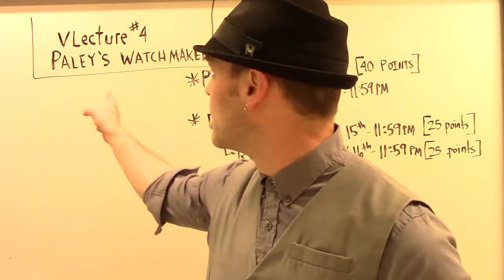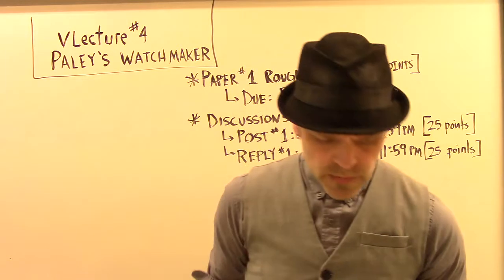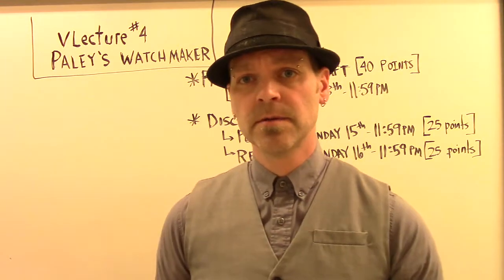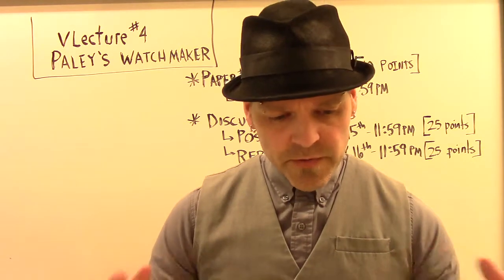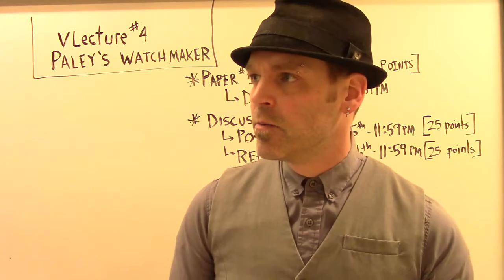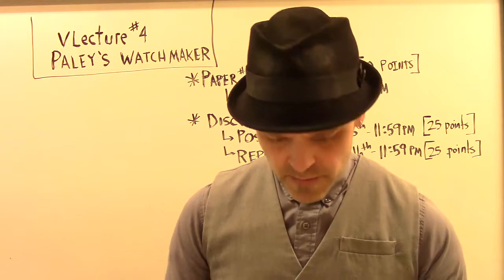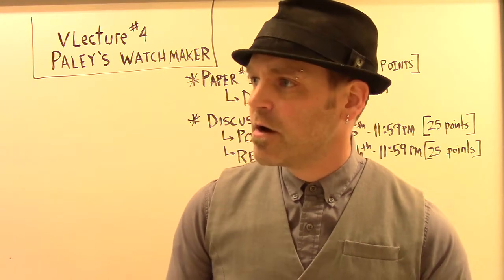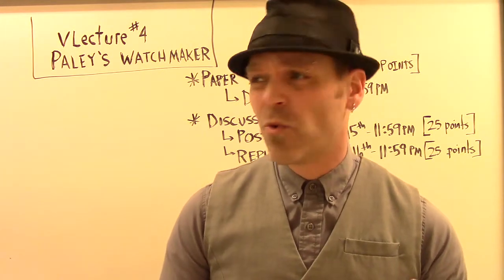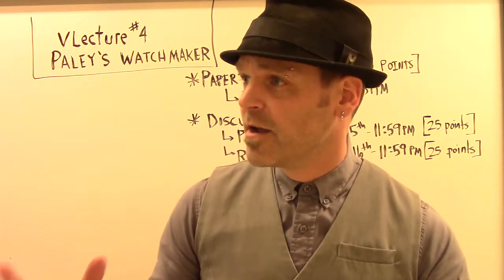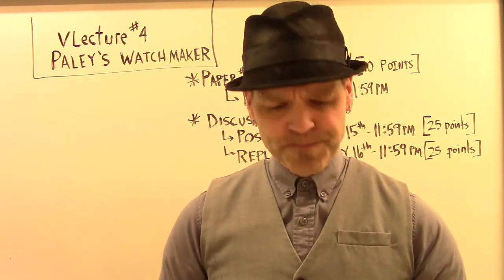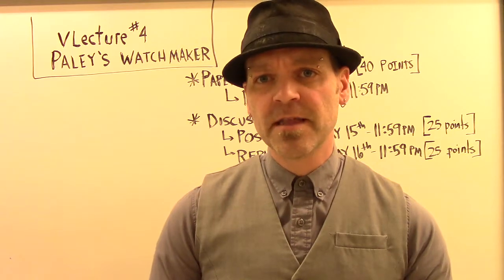Hello, this is the fourth video lecture for the class on Paley's Watchmaker argument. As I mentioned last time, this argument is a stylistic variant of Aquinas' fifth way. Both of these arguments are considered design style arguments, the idea being that we can recognize the existence of God not from definitions like Anselm, but from the nature of the universe, the amount of order and, for lack of a better word, interworkingness within nature. So we're going to take a look at that in just a second.